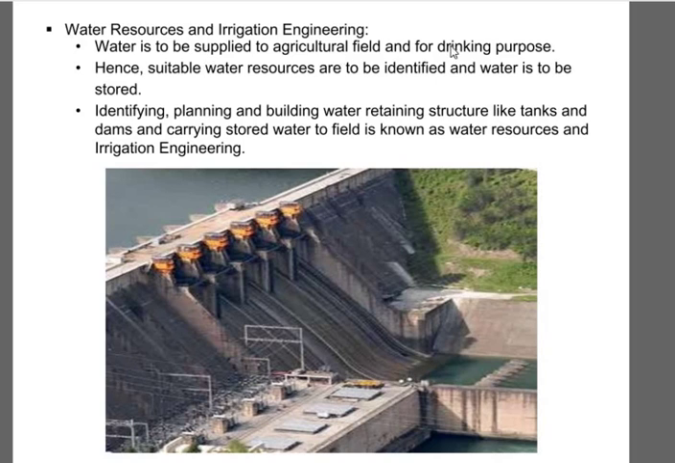Water is to be supplied to agricultural fields and for drinking purposes, and suitable water resources are to be identified and water is to be stored. You have to identify in which place you will construct the dam, and how you will supply the water to the irrigation fields. These are all the works of civil engineering. Identifying, planning and building water retaining structures like tanks and dams, and carrying stored water to the field, is known as water resources and irrigation engineering. Carrying water from one place to another is also the work of a civil engineer. Different types of structures are constructed for transferring and storing water. These are part of hydraulics as well as water resource engineering.